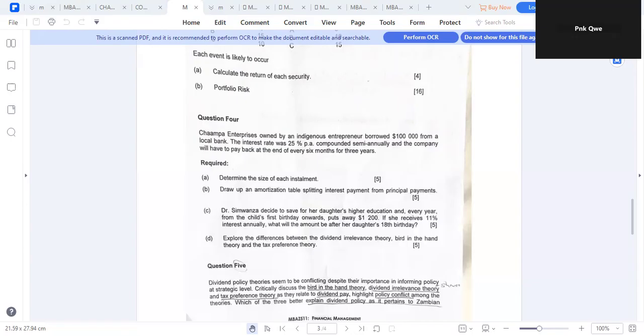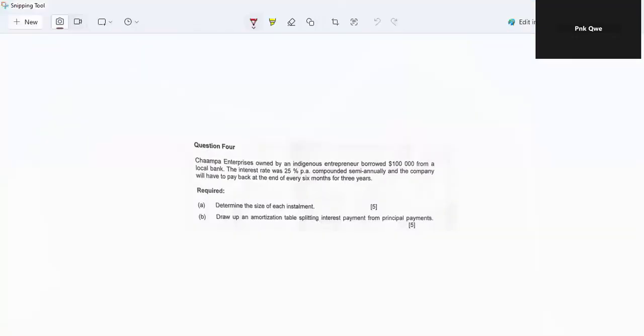We need to amortize that loan. So what are we doing? Let's identify the things that are there. The loan amount is 100,000. What else? Interest 25%.